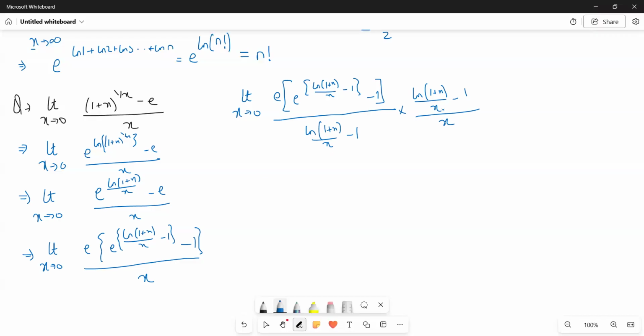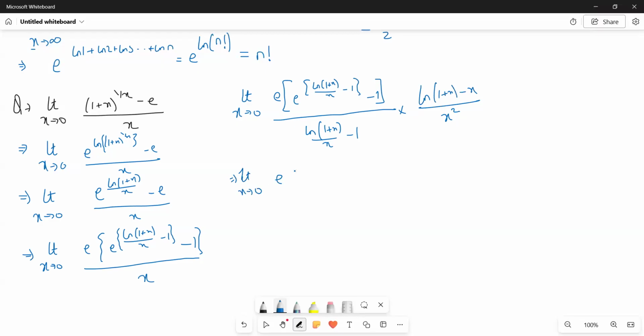Okay. And for the second part of this, we just take the LCM and rewrite this whole thing as, इसको next step में लिख देंगे, log of 1 plus x minus x divided by x square. Okay. So that this would be limit x tending to 0.